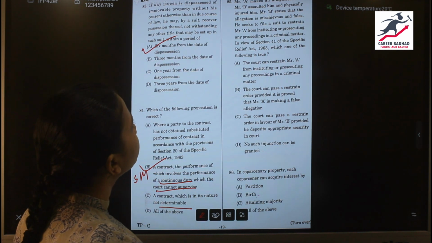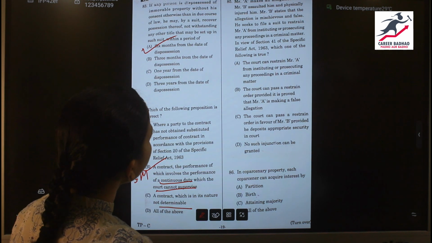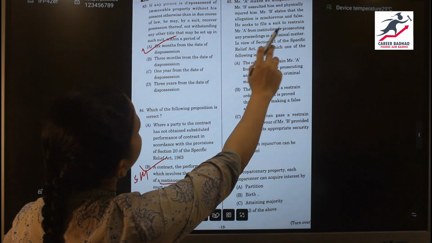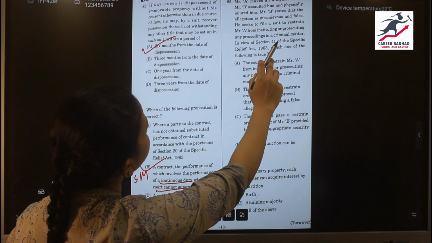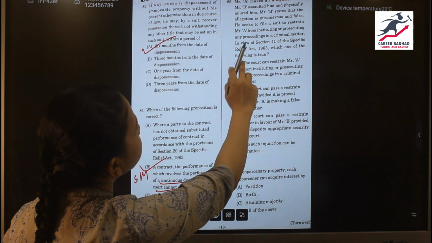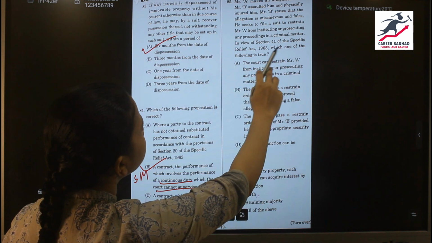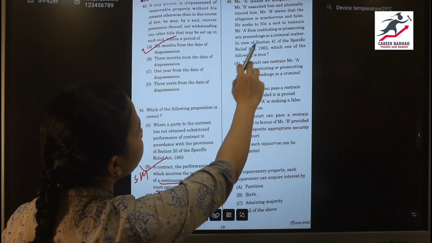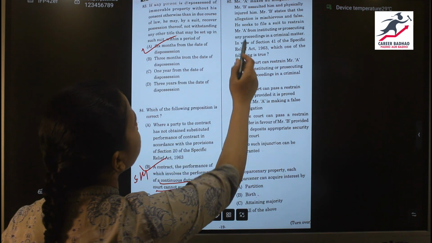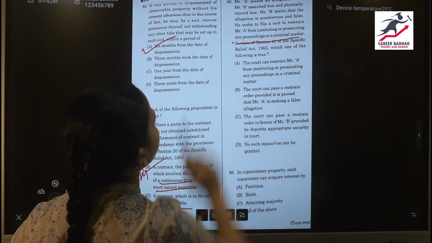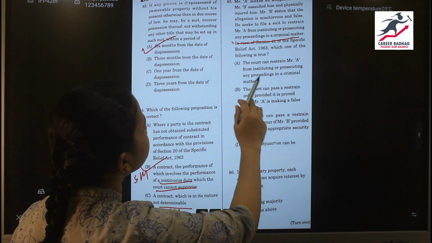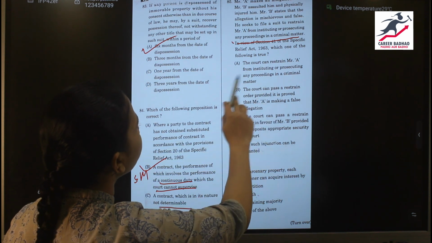Now let's move to question number 85. Mr. A makes an allegation that Mr. B assaulted him and physically injured him. Mr. B states that the allegation is mischievous and false. He seeks to file a suit to restrain Mr. A from instituting or prosecuting any proceedings in a criminal matter. In view of section 41 of the SRA, which one of the following is true?